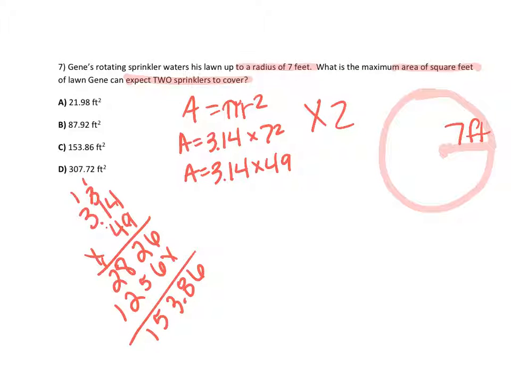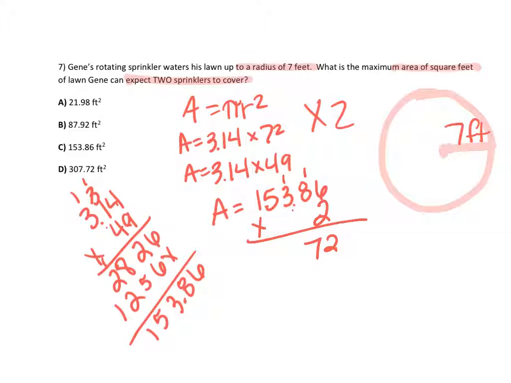So 153.86, this is the one I messed up on a while ago. Okay, so 153.86, but that's for our answer for one area. We have 2 sprinklers, so it's multiplied by 2. 307.72, which is answer choice D. Okay?